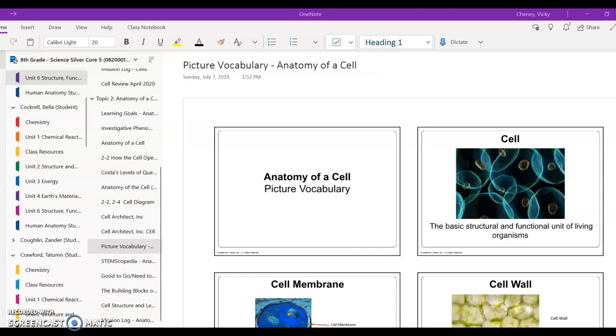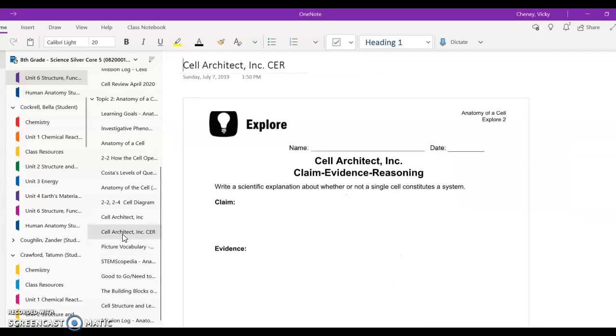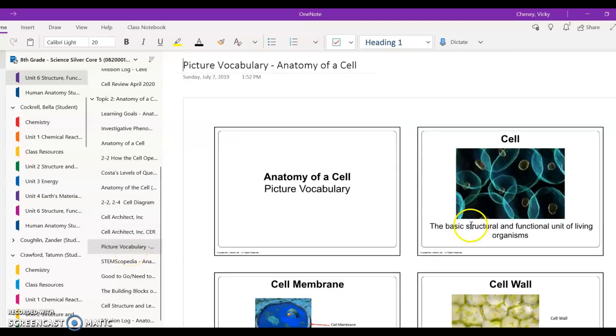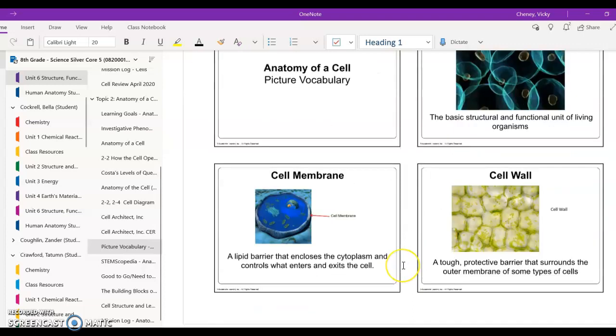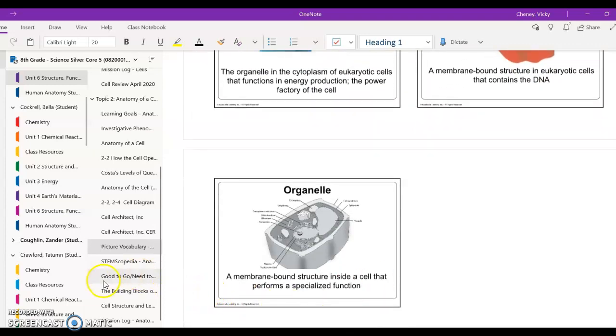So I would like for you guys to look at your OneNote. The assignment for the cell architect also included the CER here, but I don't want you to worry about that. I'm not going to assign that for you. I would like for you to take a few moments and look over the picture vocab to help you with some of the words.